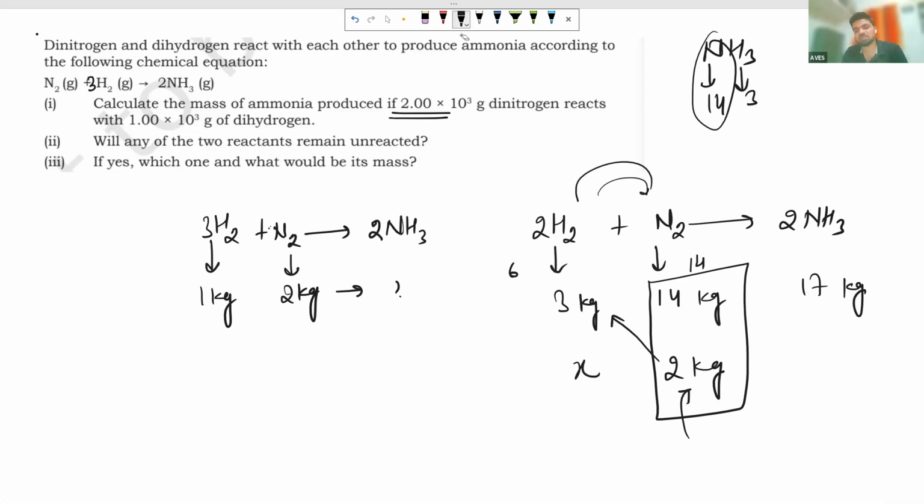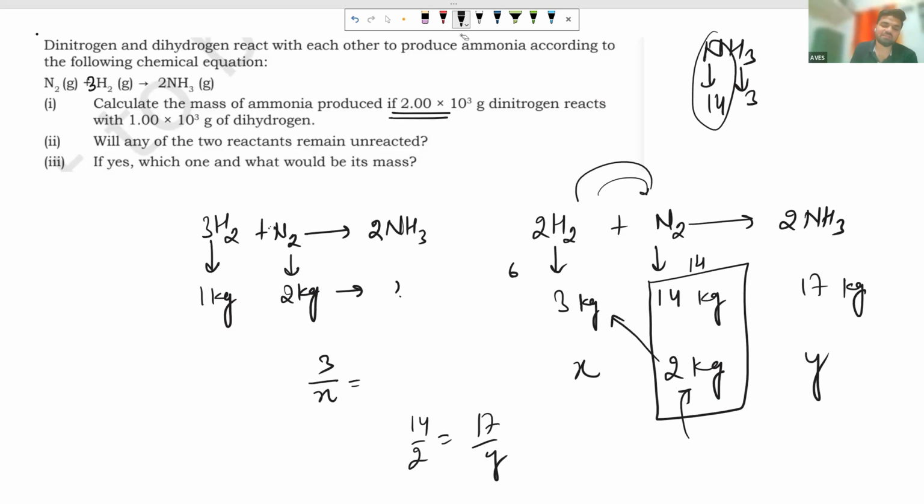Okay. Yes. And add x. Then what are you going to do? You will get 3 upon x is equal to... Since it is not asking for the nitrogen, you can equate these two also. You can write it this way: 14 upon 2 is equal to 17 upon y.